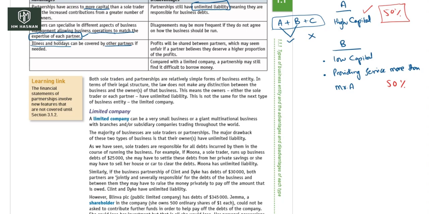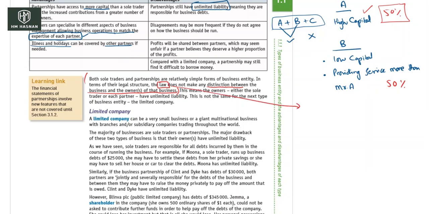Got it? And the last one is both sole trader and partnership are relatively simple forms of business entity in terms of their legal structure. The law doesn't make any distinction between the business and the owner of that business. Here is the catch in this sentence. According to the law, there is no distinction between business and owner of that business. It means in the eye of law, the business and owner are the same person.